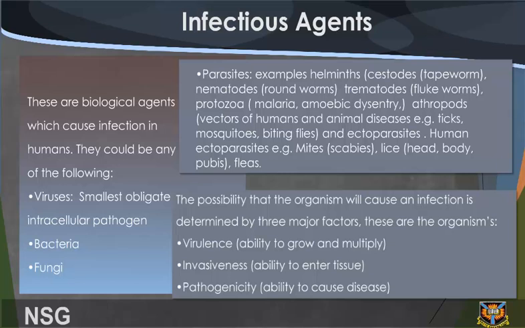The possibility that the organism will cause an infection is determined by three major factors. These are the organism's: virulence, ability to grow and multiply; invasiveness, ability to enter tissue; pathogenicity, ability to cause disease.